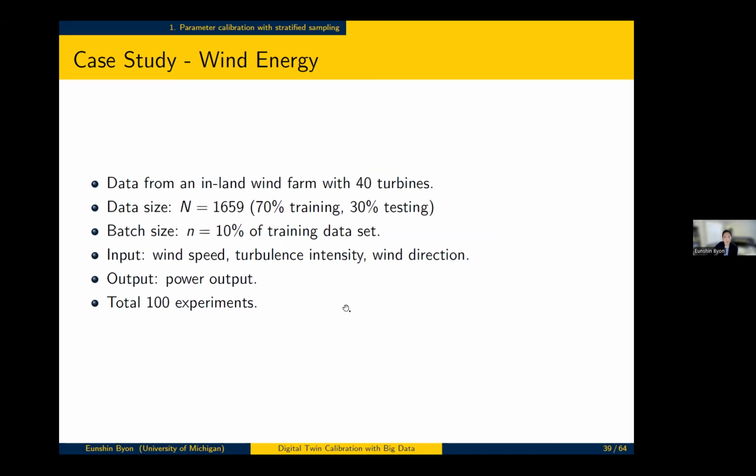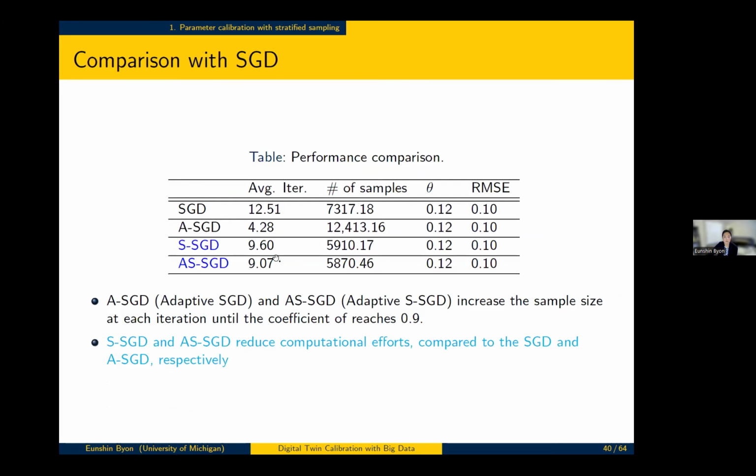1,659 data points, and we use 70% of this as a training set and 30% as a testing set, and we conduct 100 experiments. And this is the result. So compared to SGD, when we use this stratified SGD, we were able to reduce the iterations from 12.5 to 9.6. And the number of samples, this is the number of evaluations. Basically, how many times we run the simulation, we were able to reduce the number of evaluations.